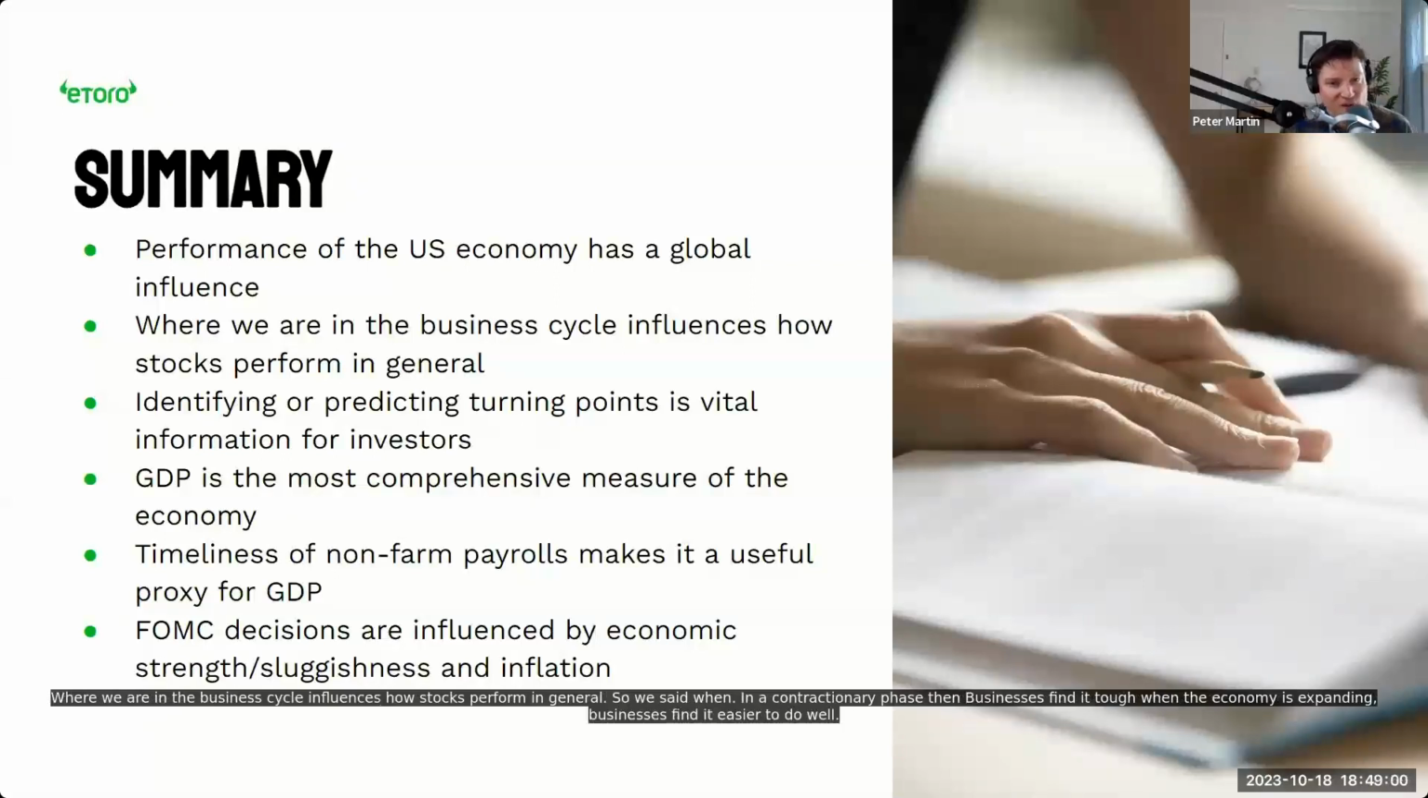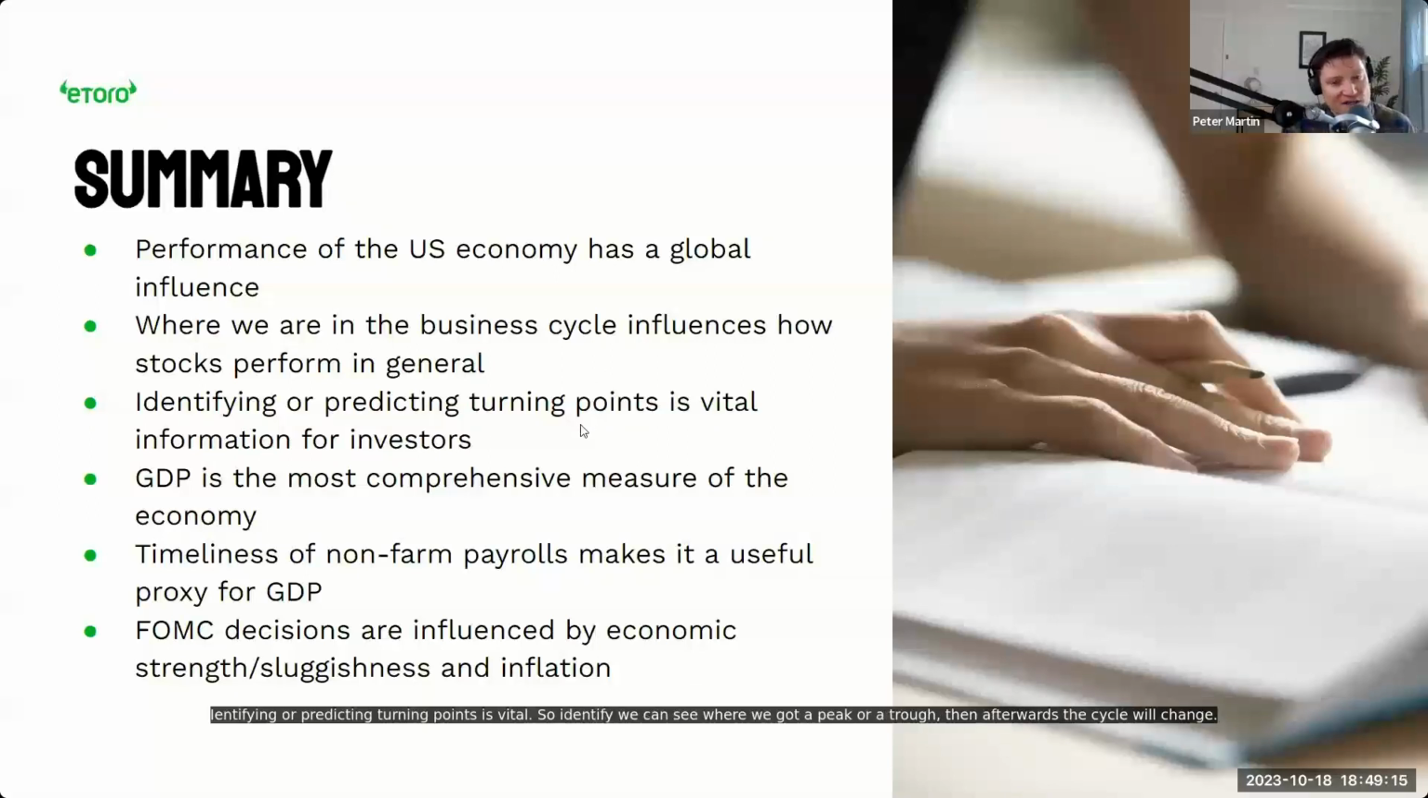Where we are in the business cycle influences how stocks perform in general. So we said when in a contractionary phase, businesses find it tough. When the economy is expanding, businesses find it easier to do well. Identifying or predicting turning points is vital. So identifying if we can see where we got a peak or a trough, then afterwards the cycle will change. And that's vital information for investors and for traders.